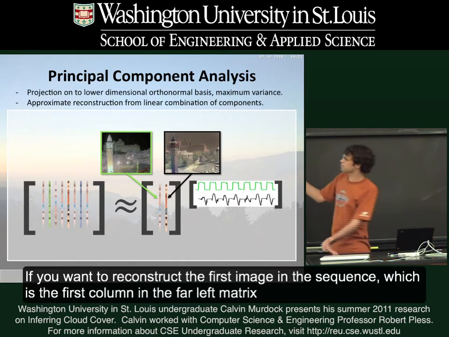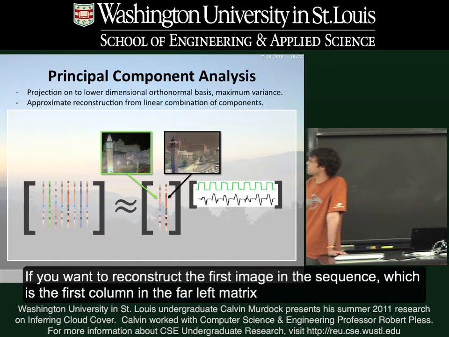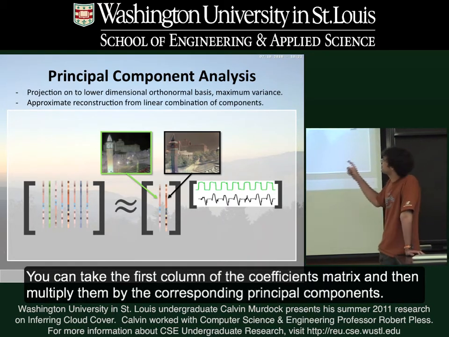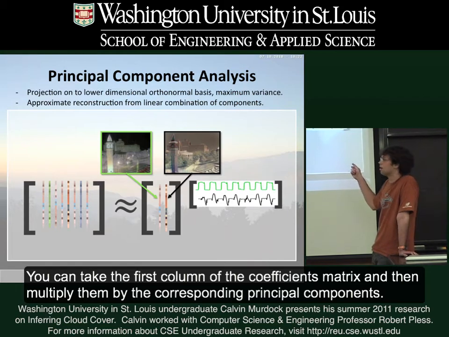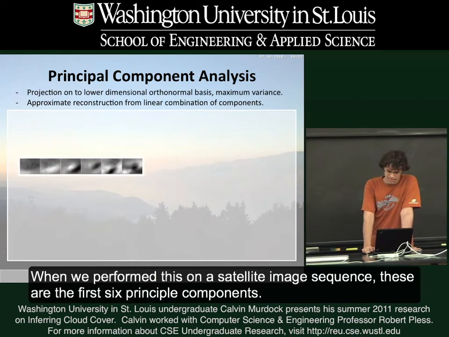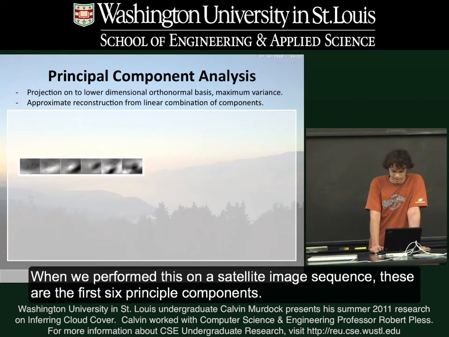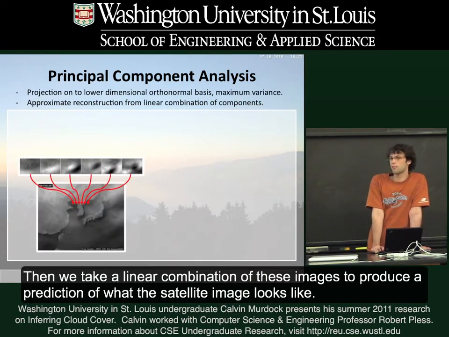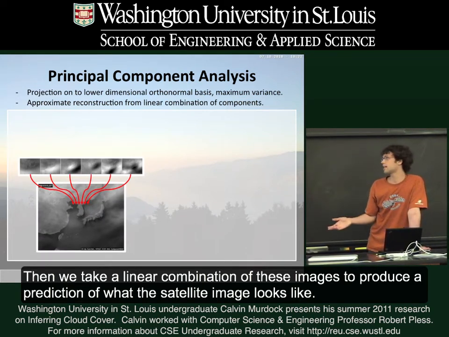So basically, if you want to reconstruct the first image in the sequence, which is the first column in the far left matrix, we can take the first column of the coefficient matrix, multiply them by the corresponding principal components, and then add them together. When we tried to perform this on a satellite image sequence, these are the first 6 principal components. And then, again, we can take a linear combination of these images to produce a prediction of what the satellite image looks like.